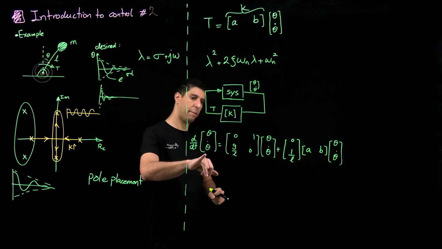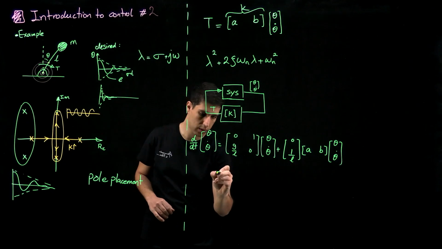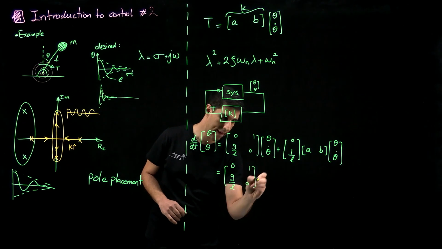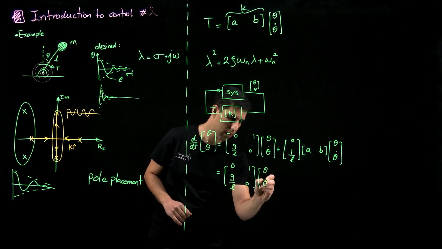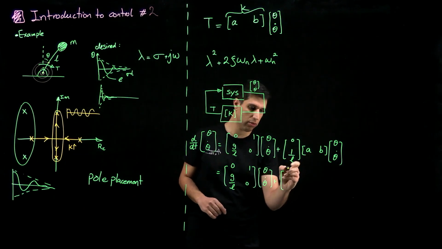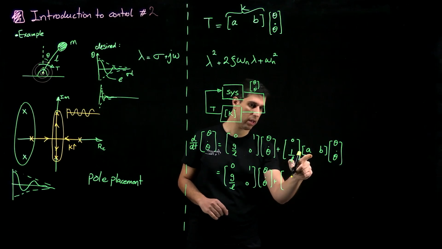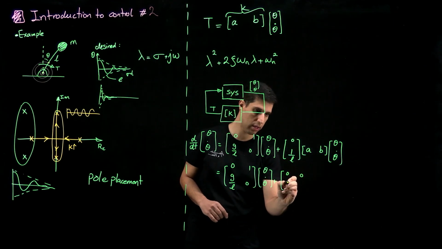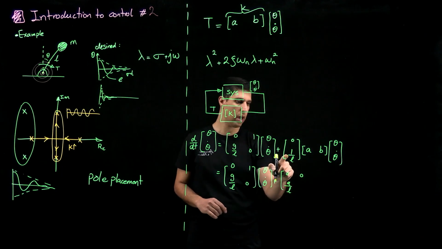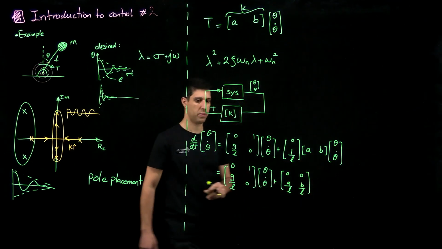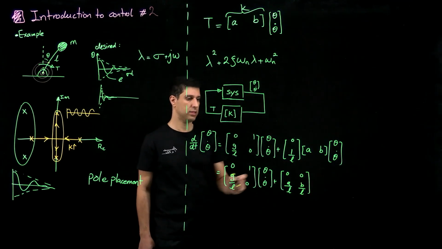Now let's do this. Let me rewrite this: 0, 1, G over L, 0, times theta, theta dot, plus 0 times A, 0 times B, 0, 1 over L times A, so I have A over L, and 1 over L times B, B over L, times theta, theta dot.